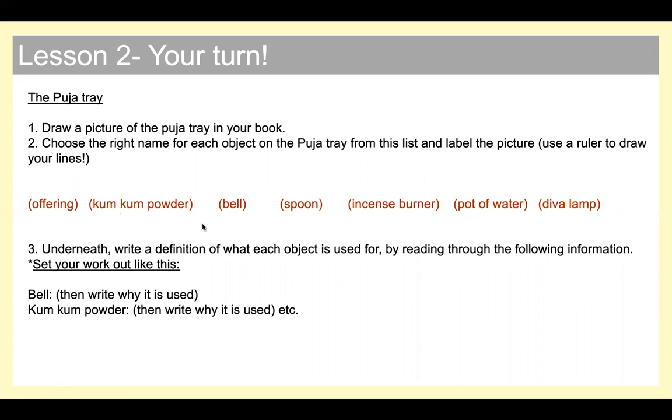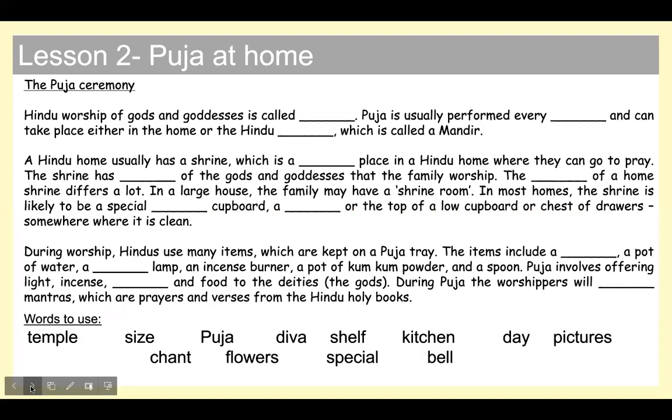Once you've done that and you've drawn your beautiful picture of your puja tray and all of your things on it, write a definition underneath of what each object is used for. And you go back through the video and find out this information to help you. So the bell, you might write the word bell and then next to it, write why a bell is used. So in this example, a bell is used to call the gods to prayer or to the worship at home. Okay, so you might want to pause it while you do this activity, and then when you're ready, you can move on to the next one.